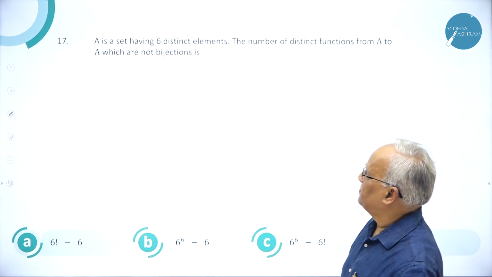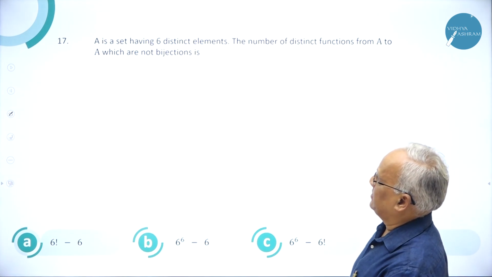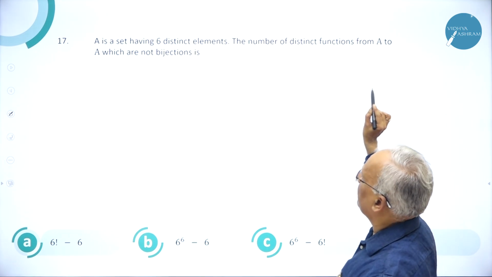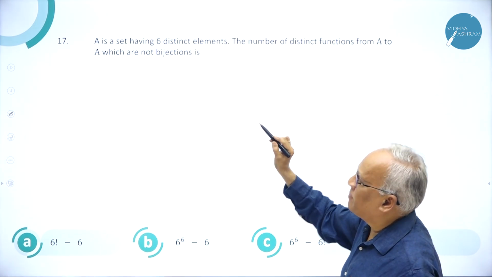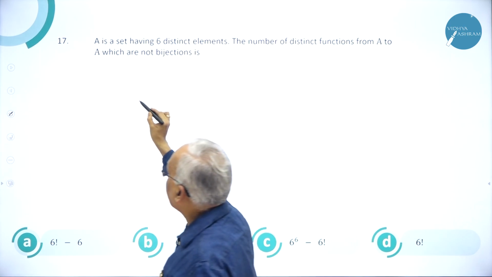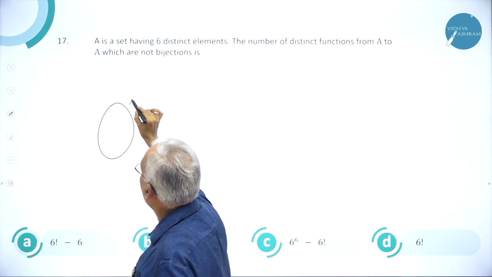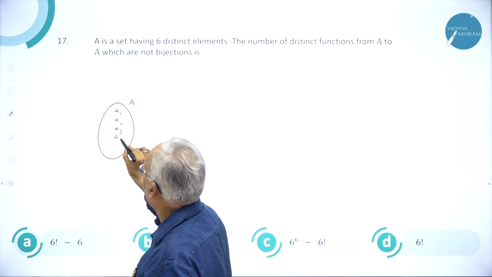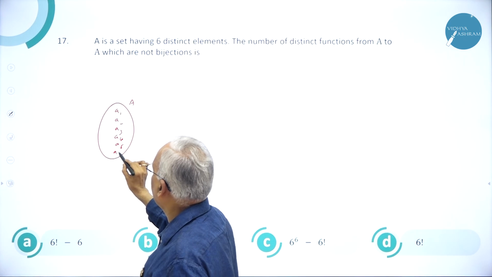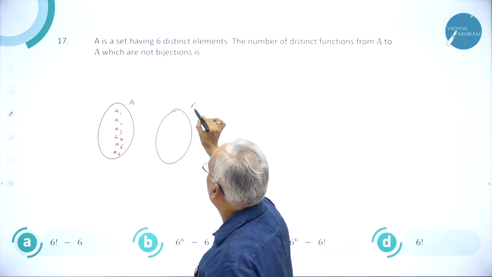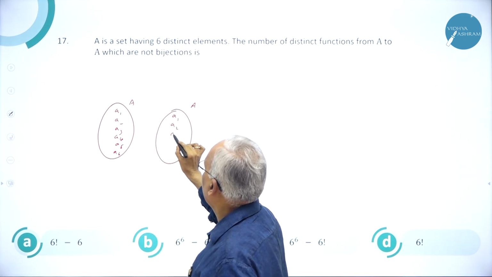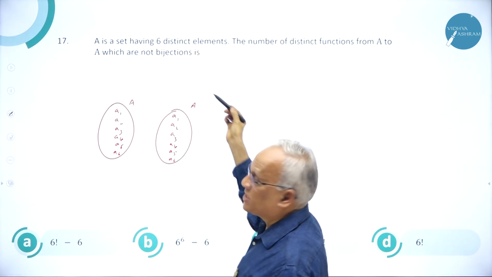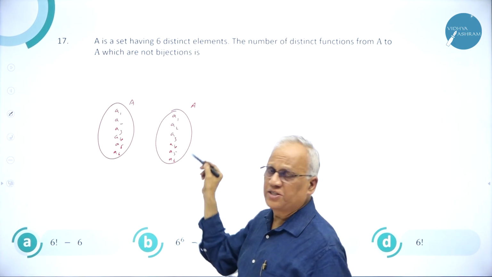Question number 17. A set A is a set having 6 distinct elements. The number of distinct functions from A to A which are not bijections. See, A to A: you have A containing 6 elements, A1, A2, A3, A4, A5, A6. Same set here also, A1, A2, A3, A4, A5, A6. I want a bijective function. First I take how many bijective functions you can define.